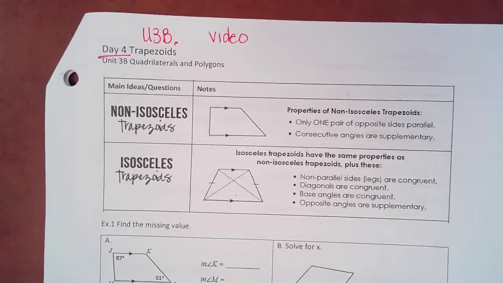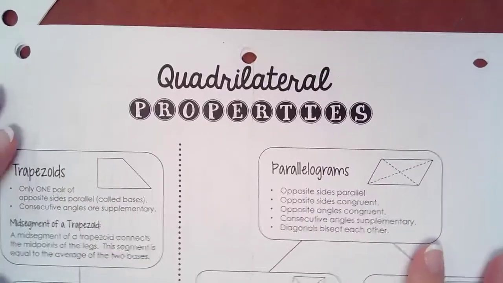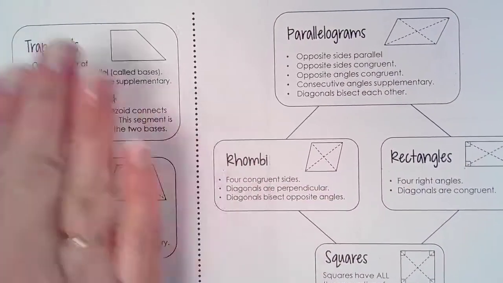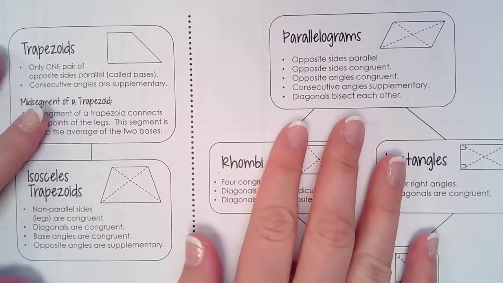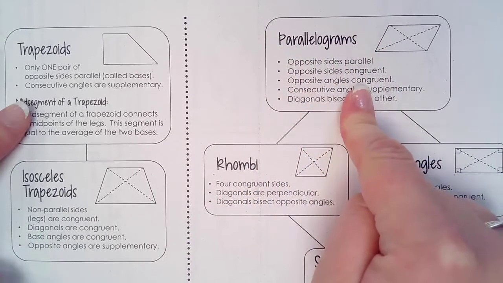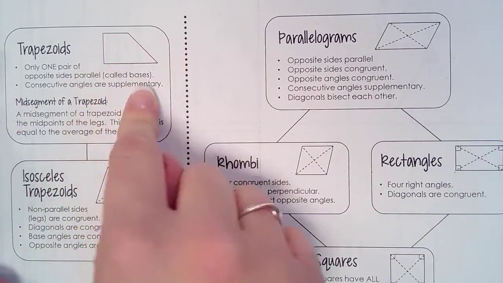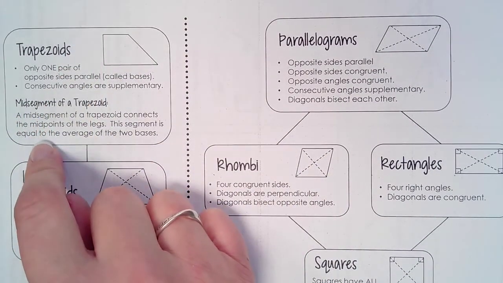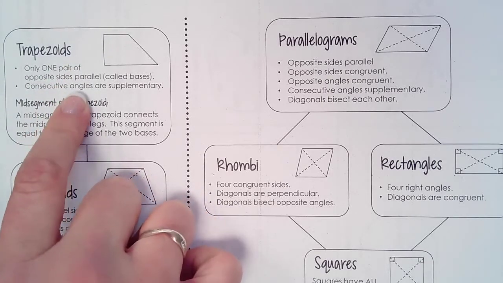Alright, let's talk about trapezoids. So our trapezoids in our quadrilateral properties here, they are kind of set aside from our parallelograms. They are not considered parallelograms because they do not have all of these properties. They don't have opposite sides parallel, they are different completely here. So in our trapezoids, we have one pair of opposite sides parallel.